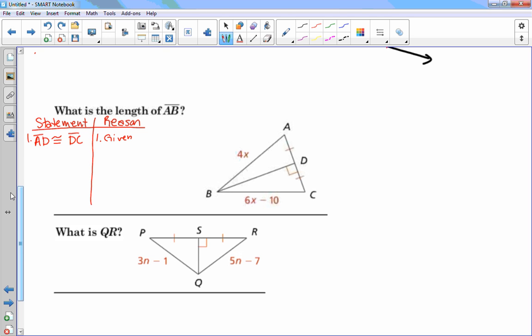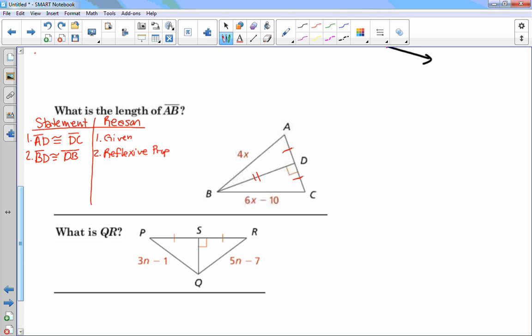I'm looking at B to D. Do both triangles have B to D? Yes. So can I say B to D is congruent to D to B? How do we know that? Reflexive property. Okay, so we have one side, two sides, and Brayden mentioned something about an angle a second ago.